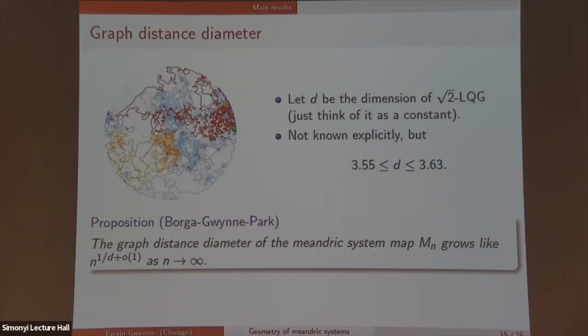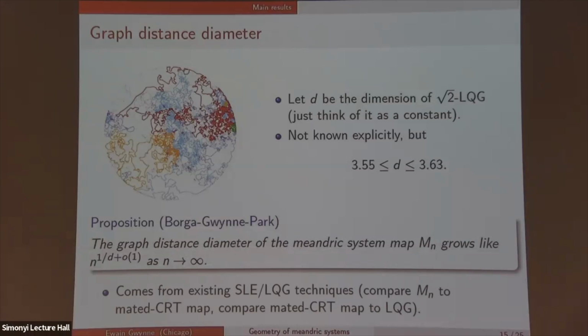Okay, so remember that before we were taking this uniform meandric system and identifying it with a planar map whose vertices are the intersection points of the loops with the line and whose edges are the segments of loops and lines between the intersection points. We can show that if we view this planar map as a graph and we look at the maximum graph distance between any two vertices, then that's going to grow like n to the 1 over D as n goes to infinity. This statement comes from some fairly non-trivial results in SLE LQG random planar maps theory.